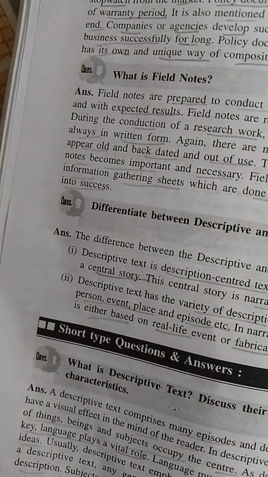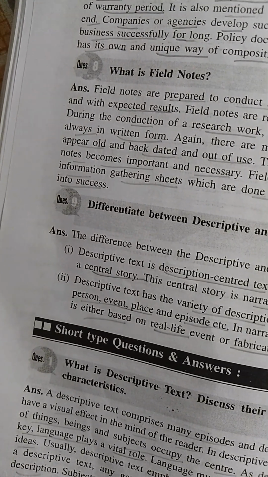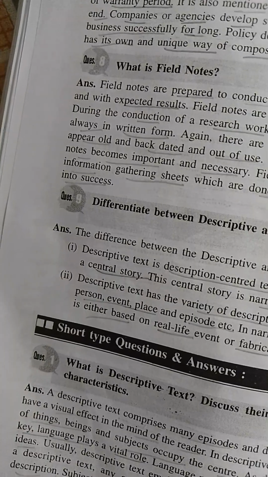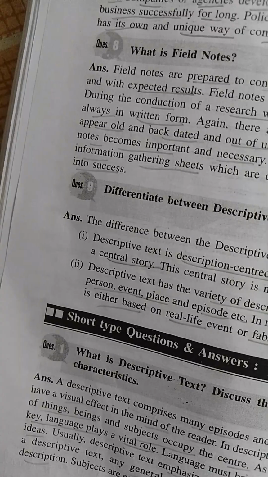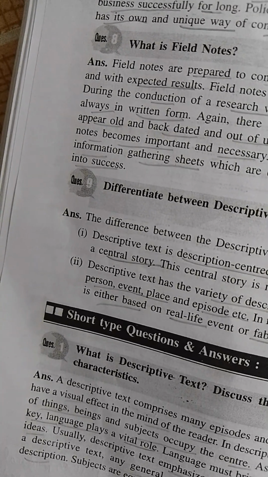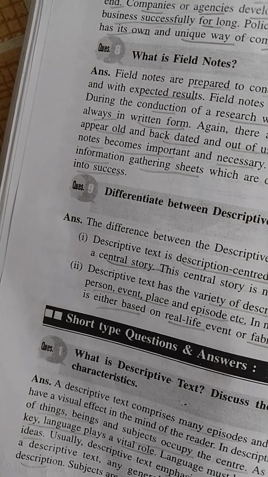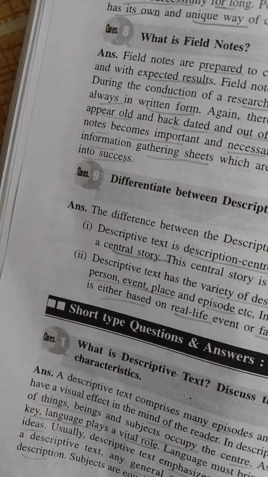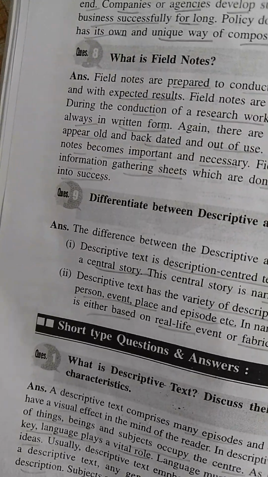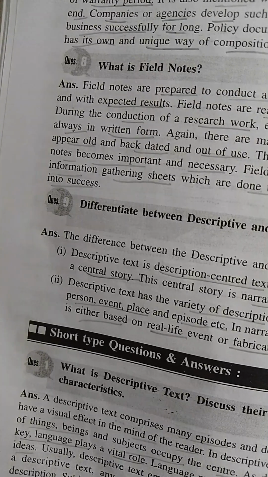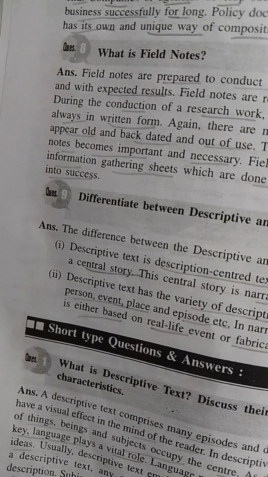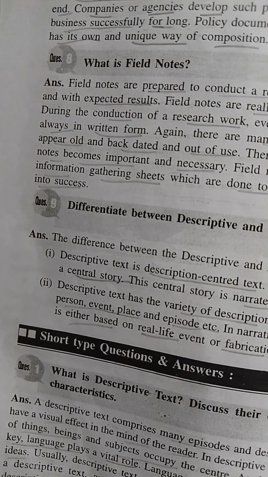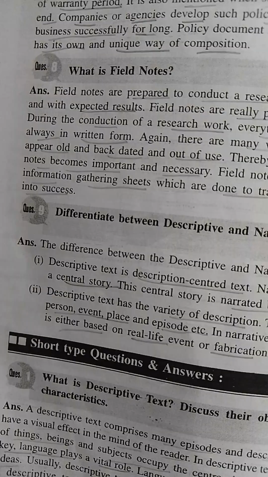Field notes are prepared to conduct a research work successfully with expected result. Field notes are really popular down the ages. During conduction of research work, everything cannot be found always in written form. There are many written records which appear old and backdated and out of use. Thereby, preparation of field notes becomes important and necessary. Field notes are self-conducted information gathering sheets which are done to transform the research into success.